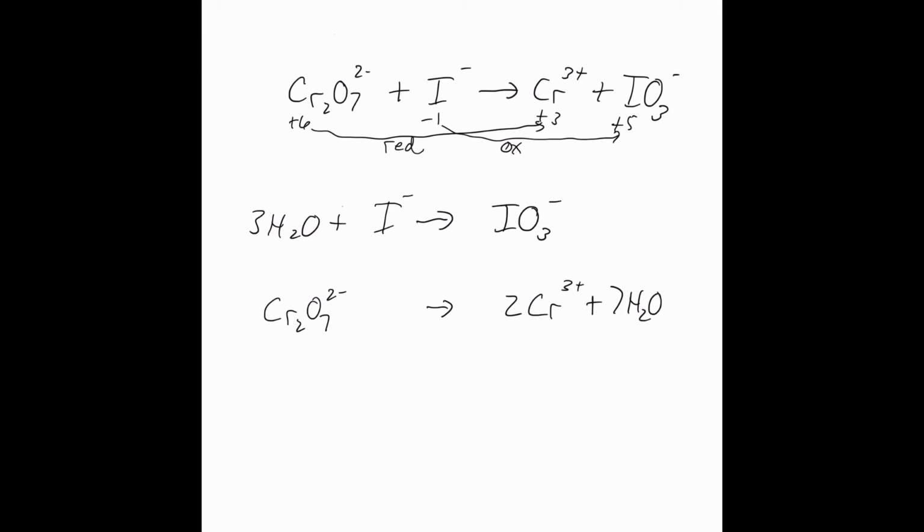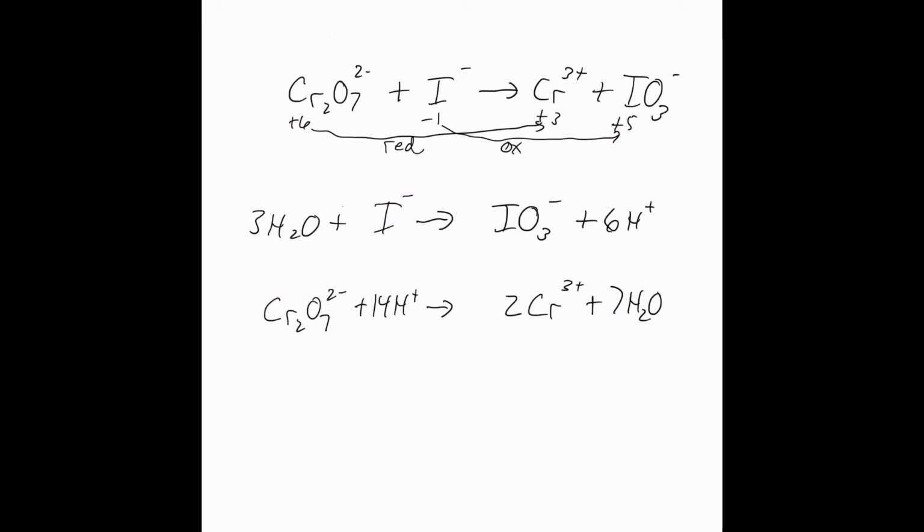Now we've balanced for oxygen, we've balanced for everything other than oxygen and hydrogen. Let's balance for hydrogen. This IO3 minus side has no hydrogen. We have 3 H2Os, so that's 6 hydrogen, so I would add 6 H plus on that side. On the dichromate side, we have no hydrogen, and on the other side, we have 14, so we would add 14 protons to that side.